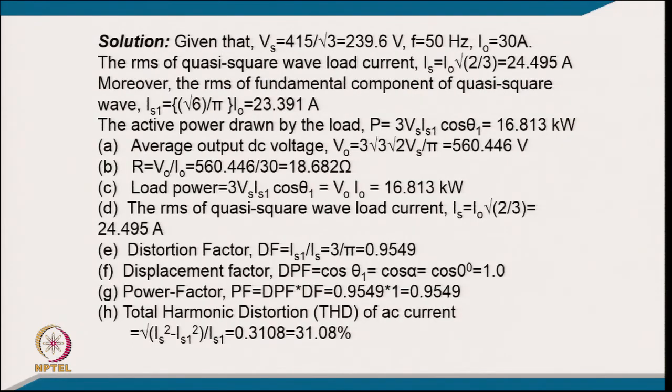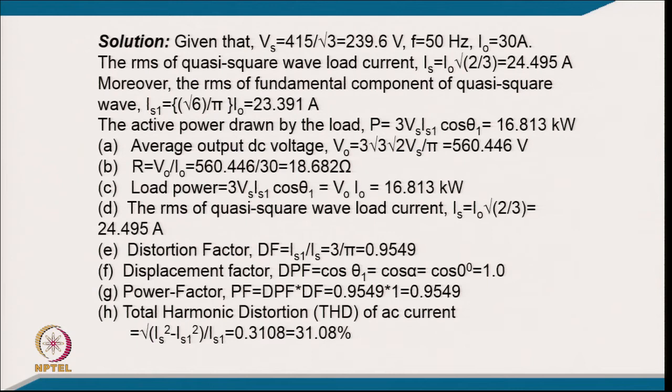So, coming to the calculation, the numerical part: given that the supply voltage is 415 by root 3, 239.6 volt at 50 hertz, and the output current is 30 ampere. The RMS of the quasi-square wave current with 120 degree pulse width will be I_0 into root 2 by 3, that is 24.49 ampere, and moreover the RMS of the fundamental component of the quasi-square wave, I_S1, will be root 6 by pi I_0. So, that comes to 23.39 ampere, and the active power drawn by the load, which is 3 V_s I_1 cos theta 1, comes to 16.813 kilowatt, and the average output DC voltage, from this relation, is 560.446, and the equivalent resistance of the load will be the voltage divided by the current on the DC side.